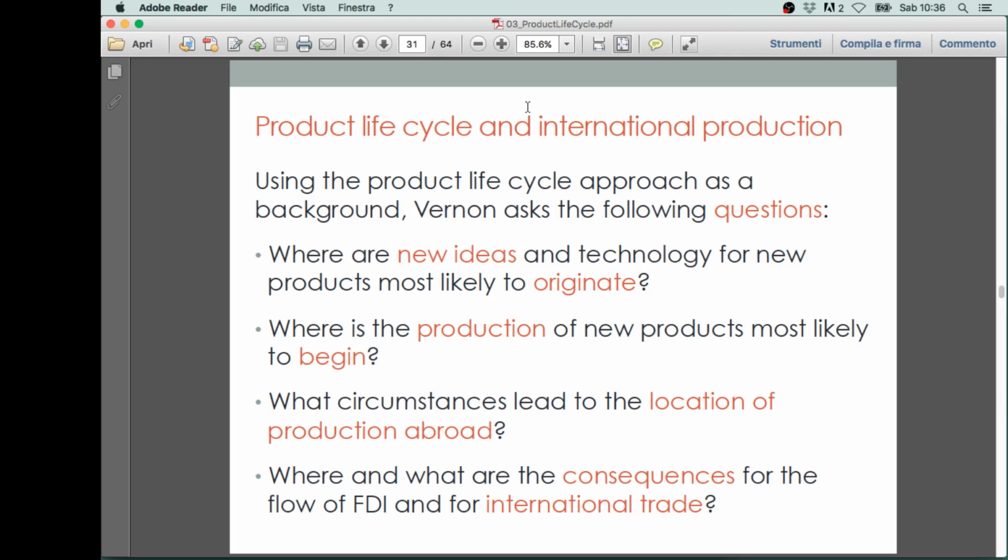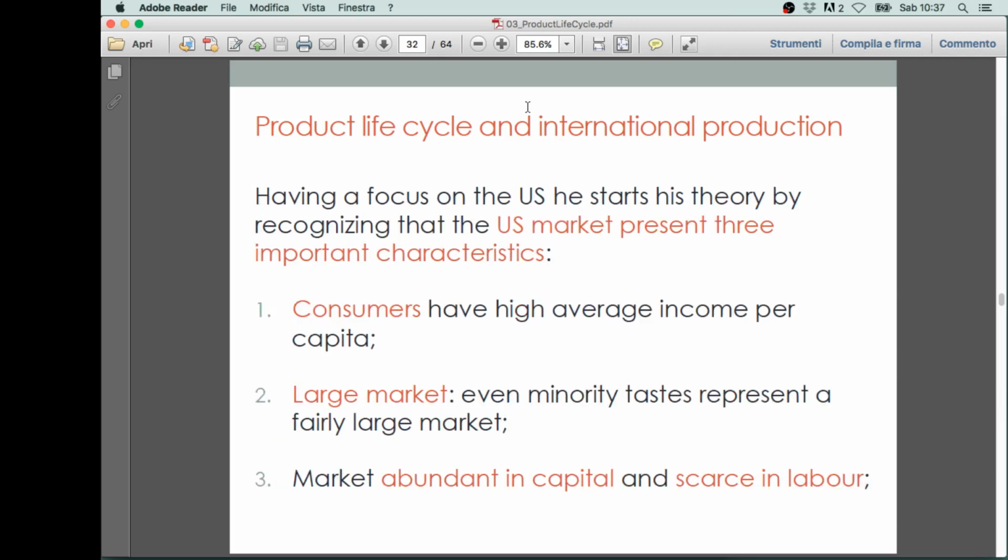Okay, so given the picture of the product life cycle that we saw before, the question that he asks is, does this tell us anything about where production activities are going to be located around the world, and what are the implications that this distribution of productive activities around the world has for the analysis of foreign direct investments and international trade? Now, having these questions in mind, he starts his theory, and let me remind you that his focus was mainly the US.